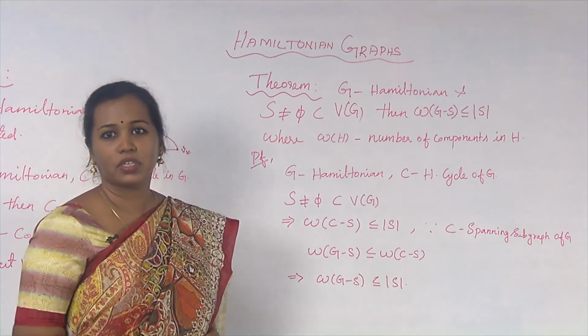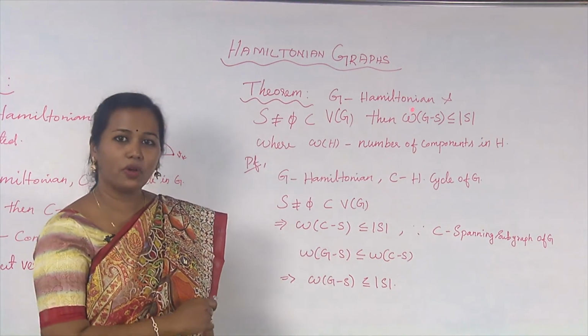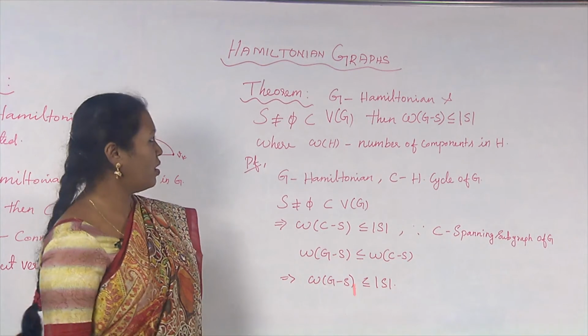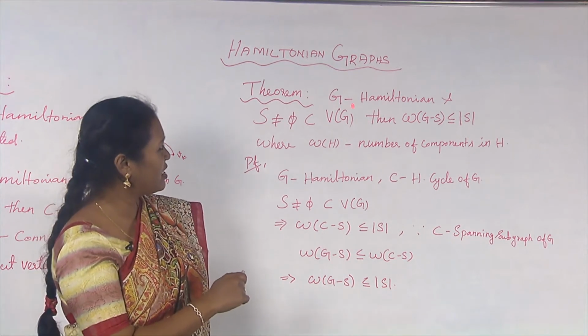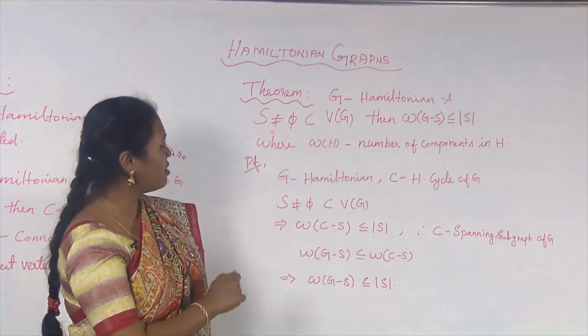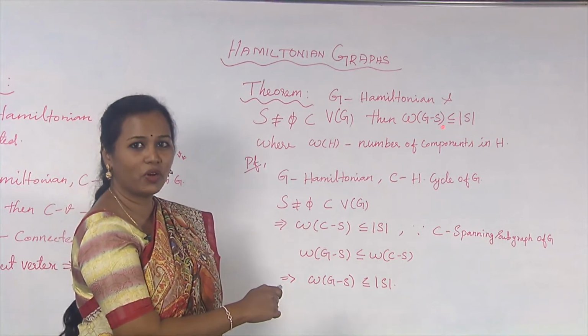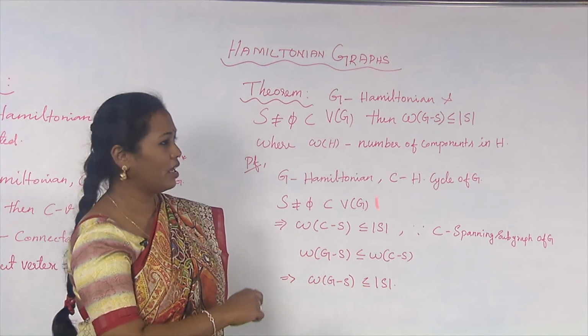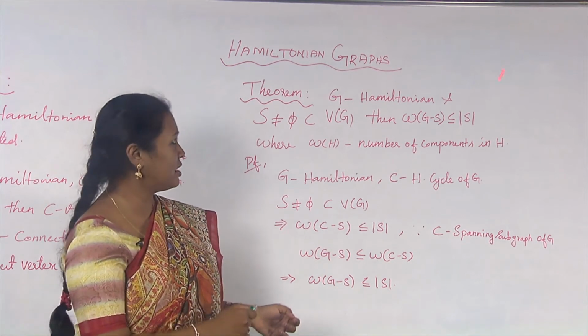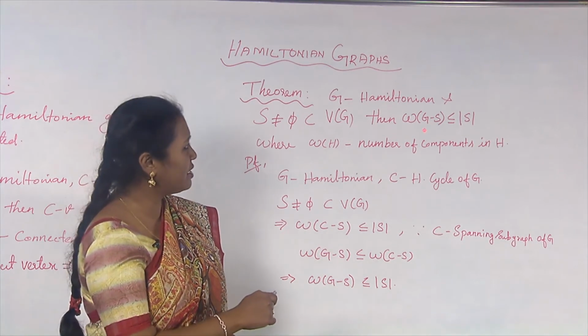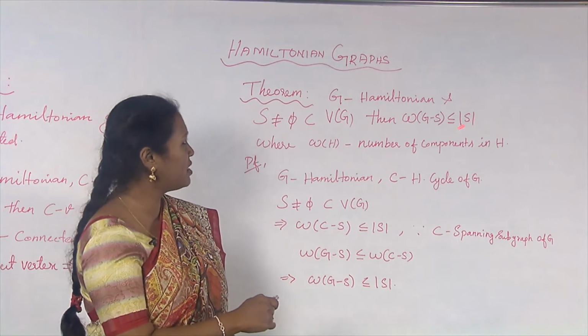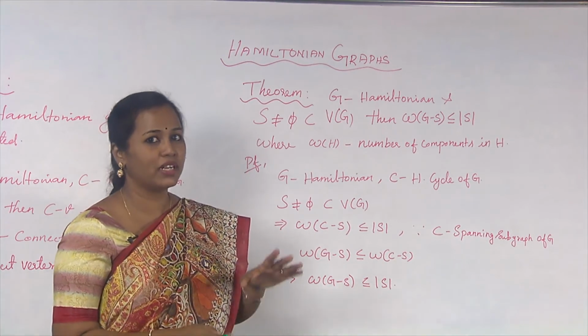thereby proving our original theorem, and hence the proof. The converse part of this theorem is not true, because the necessary condition is that if G is Hamiltonian, then this condition is true: omega of G minus S is less than or equal to the cardinality of S. This is the theorem. Now, the converse of this theorem would be that if omega of G minus S is less than or equal to the cardinality of S, then G should be Hamiltonian, but it is not.